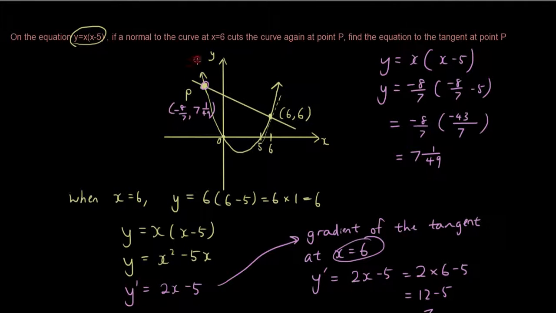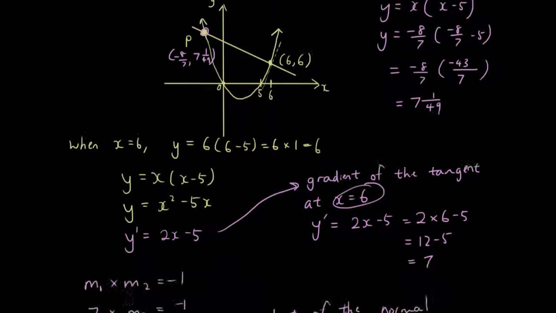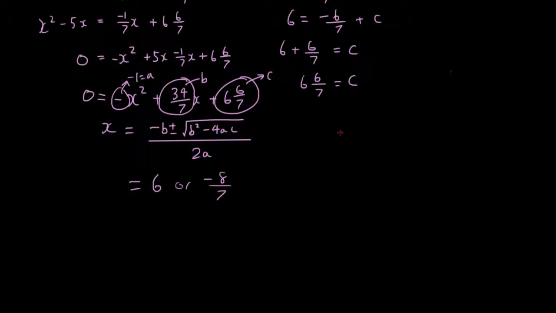So now that we have that point, we can work out the tangent at point P. So how do we get the tangent equation? Well, previously we've worked out that the gradient of the tangent, which is the derivative, is y dash equals 2x minus 5. So let's copy that down. So we got the tangent equation is y equals mx plus c, because it's a straight line.